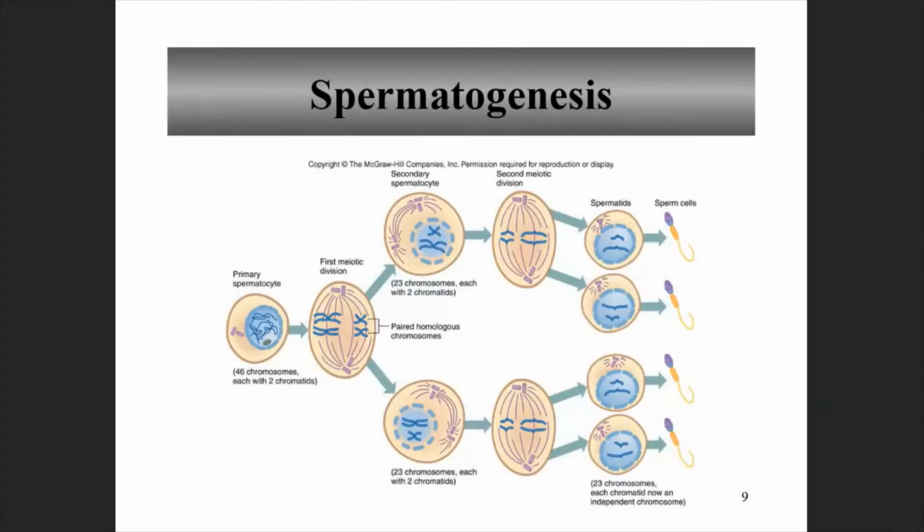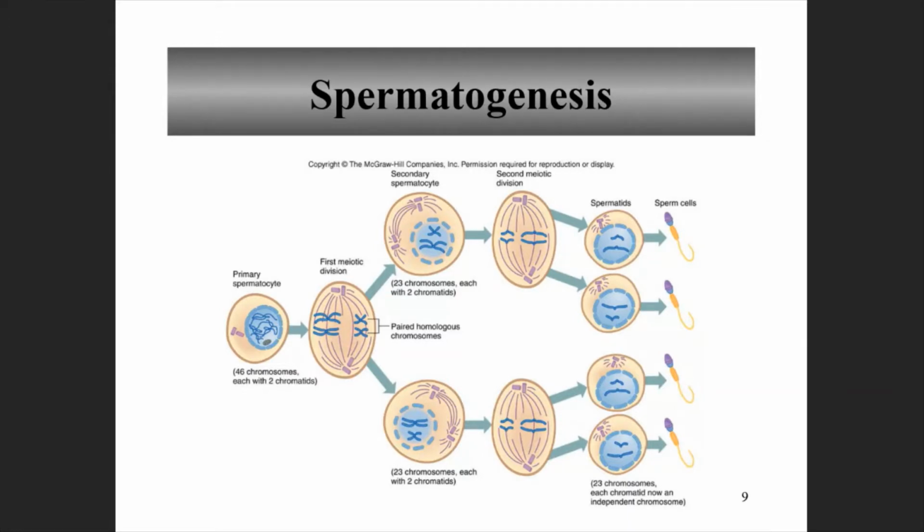In the development of sperm, through the process known as meiosis, meiosis 1 is known as what? Meiosis 1 is known as what? What kind of division? Reduction division.